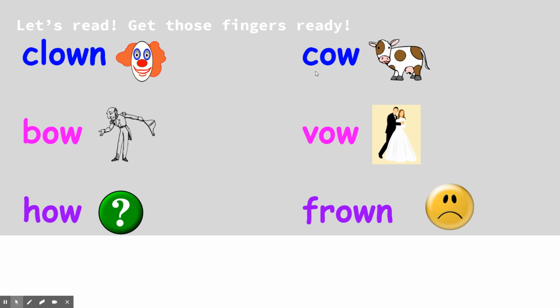Clown. K-ow, cow. B-ow, bow. V-ow, vow. H-ow, how. Frown, frown. Now, we see a clown here and a cow. You might take a bow after a performance. A vow is a promise. So when you get married, you promise to love that person. How is a question word. And a frown is an unhappy face. There's my OW says, ow, I'm getting pinched.